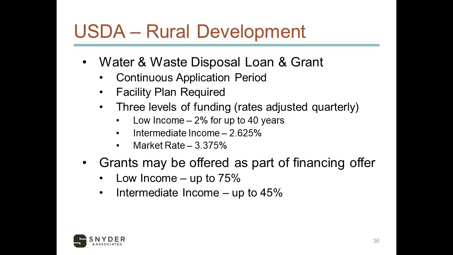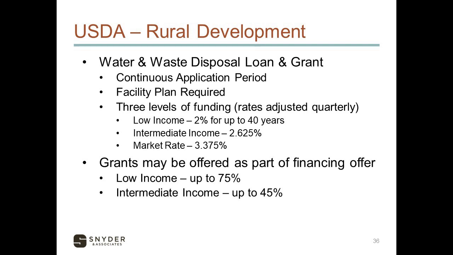They offer 3 levels of funding, and the rates are adjusted quarterly. Currently, the low-income community is available for a 2% loan for up to 40 years. If they determine that your income level is in the intermediate level, then it's 2 5/8%. If it's a market rate community, which is above average income, then it's 3 3/8% for those loans. And so you can see the communities with a little bit higher incomes, this is a less attractive program, simply due to the fact that these rates are quite a bit higher than SRF at this time.